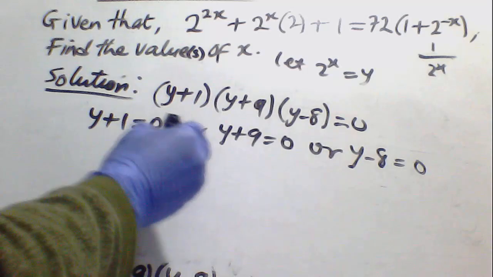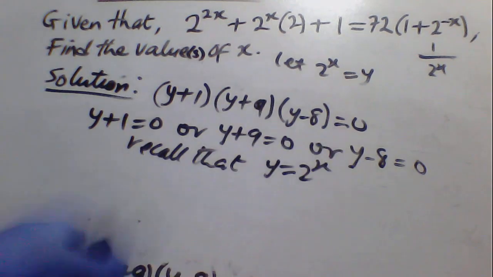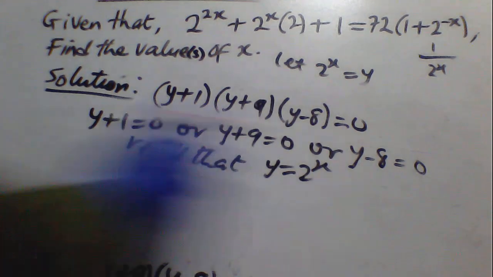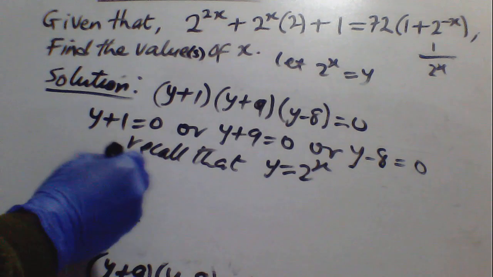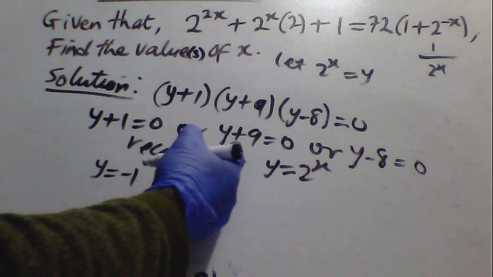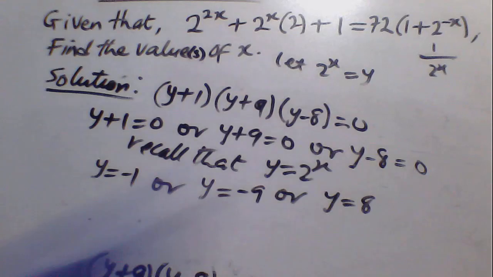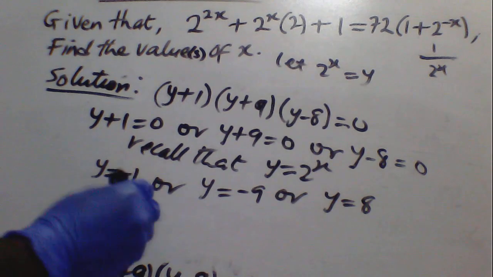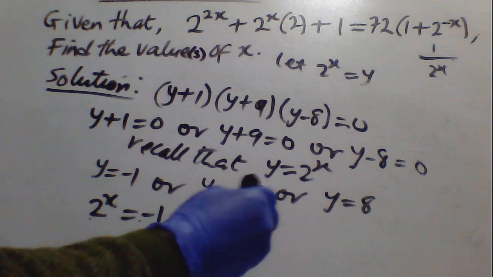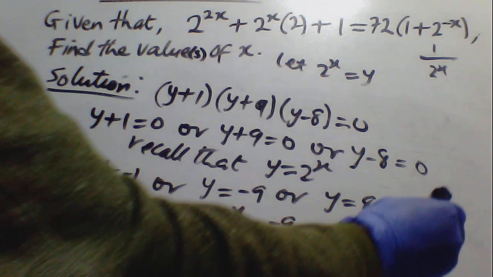So recall that y is equal to 2 raised to the power x. But you have to simplify this further. Plus 1 going to the other side, you have y = −1, or plus 9 going to the other side, y = −9, or plus 8 going to the other side, y = 8. So replace whatever you see y with 2 raised to the power x. If you have 2^x = −1, or 2^x = −9, or 2^x = 8.